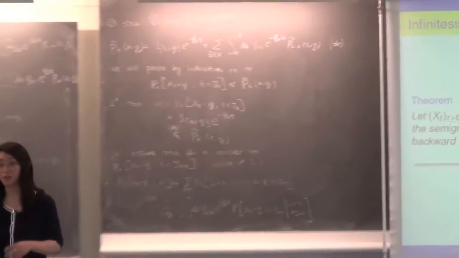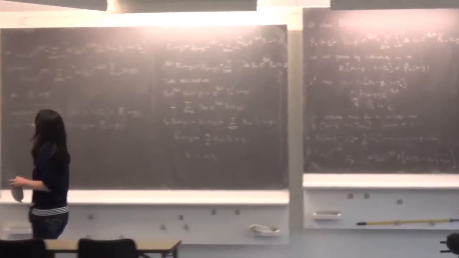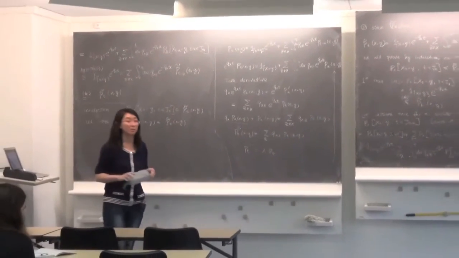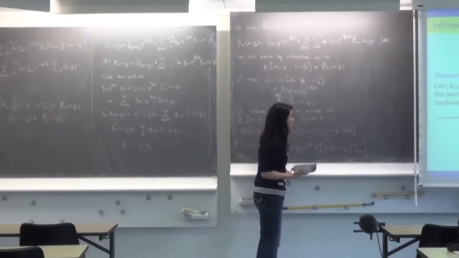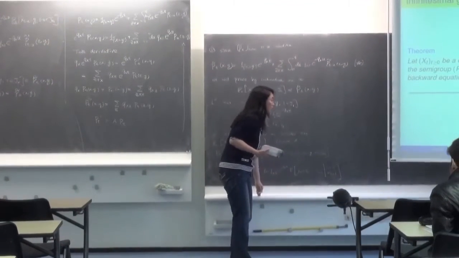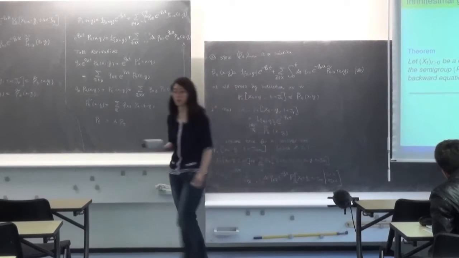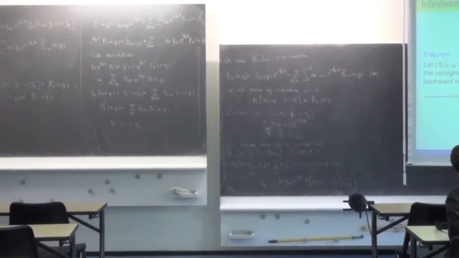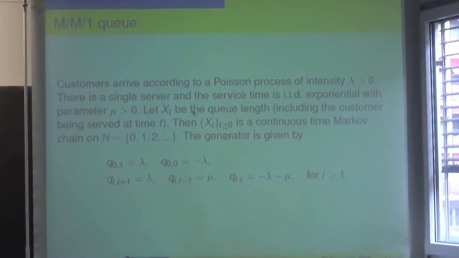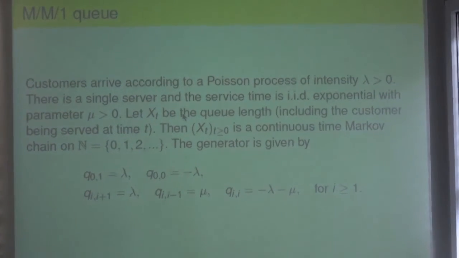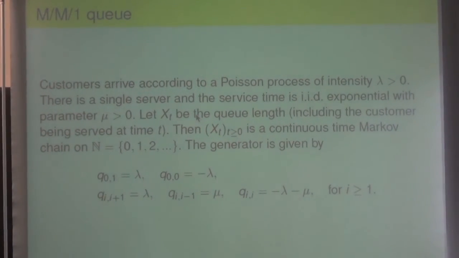Okay, is there any question? Okay, if there's no question, I will talk about the two models and then talk about how to calculate the infinitesimal generator for these two models. The first model is called MM1Q. Do you have any question?